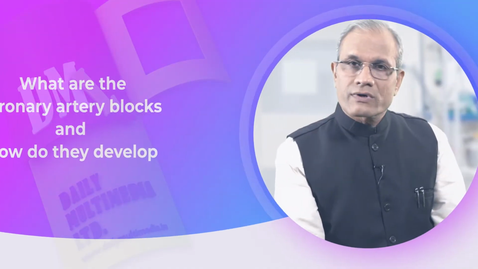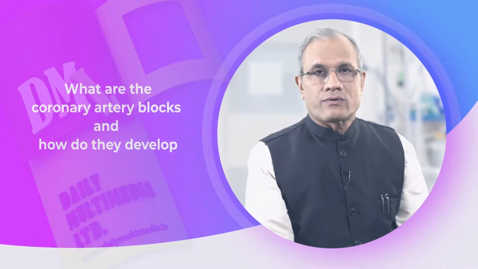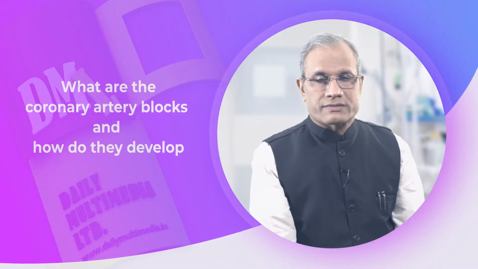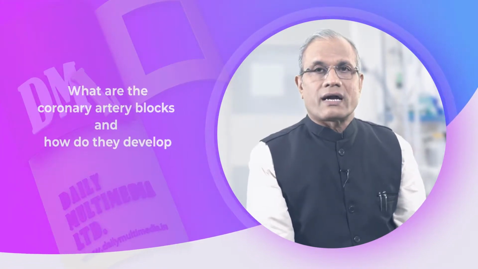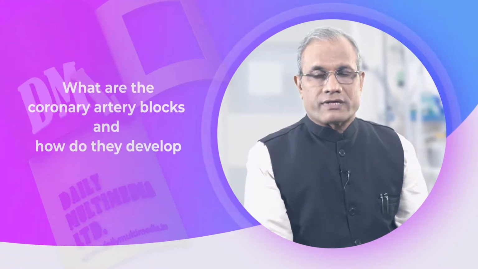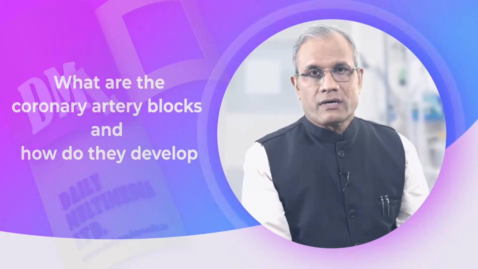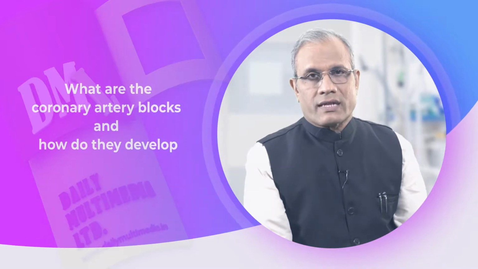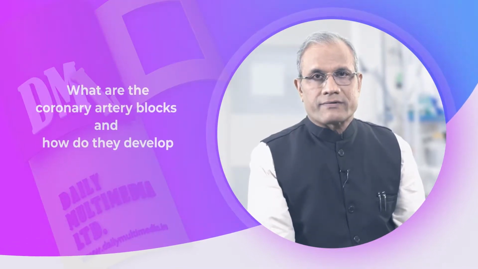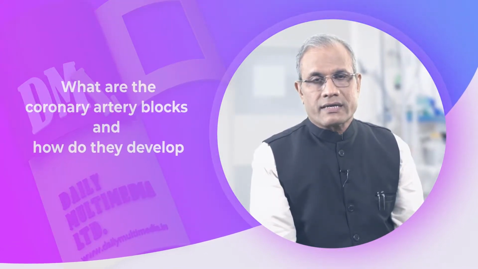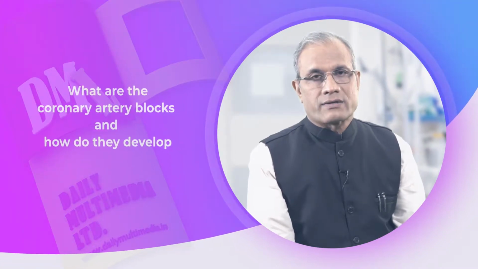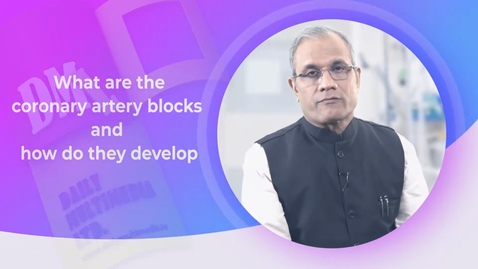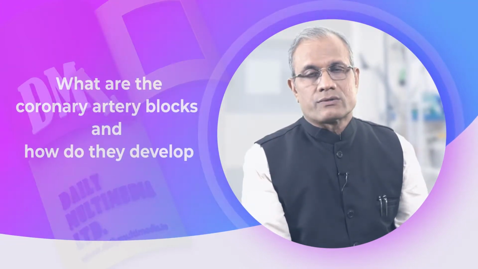So once angiography is done, then we know there are blocks in the coronary arteries. What are coronary arteries? Coronary arteries are the vessels which supply blood to the heart muscles. There are 3 coronary arteries, 2 on the left side, 1 on the right side: the left anterior descending, the left circumflex artery, and the right coronary artery. These are the vessels which are supplying fresh, oxygenated blood to the heart muscles.